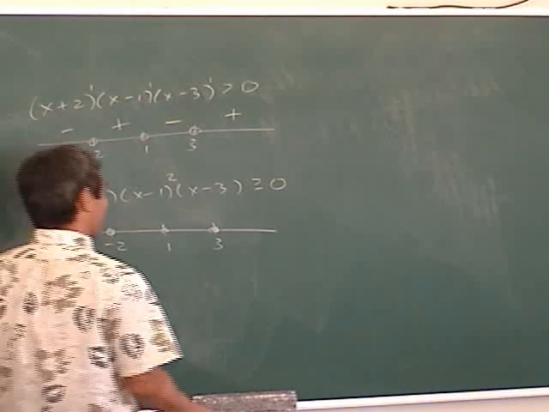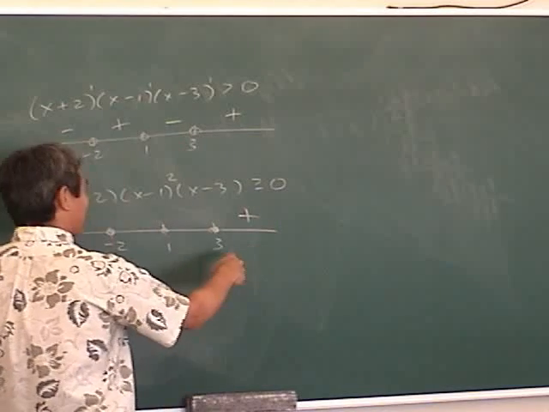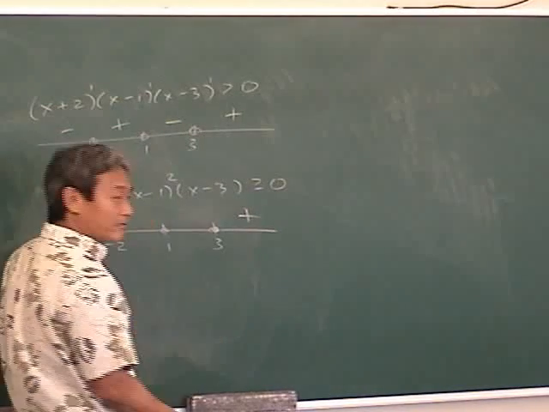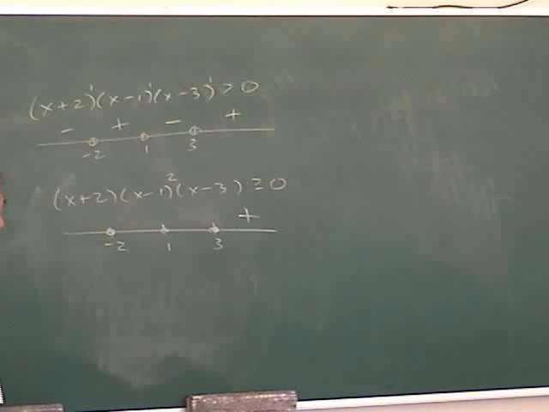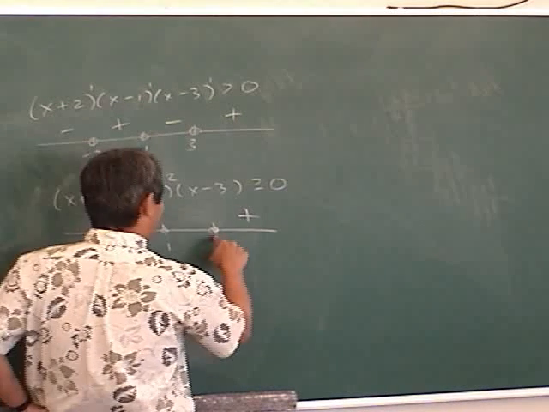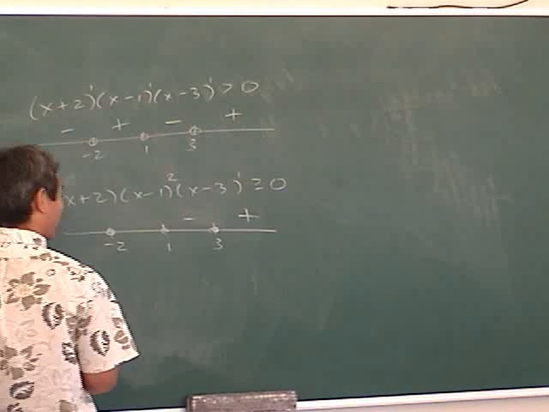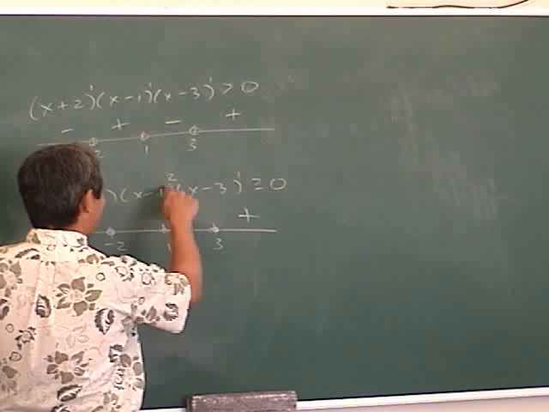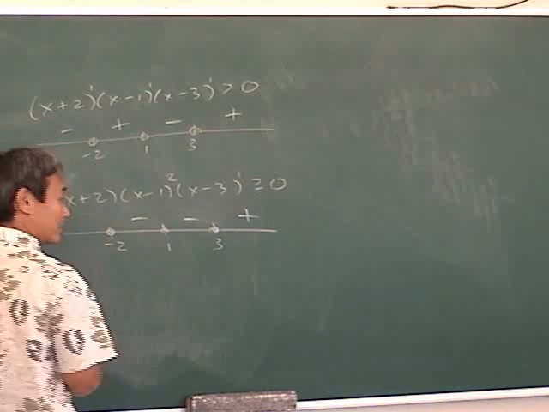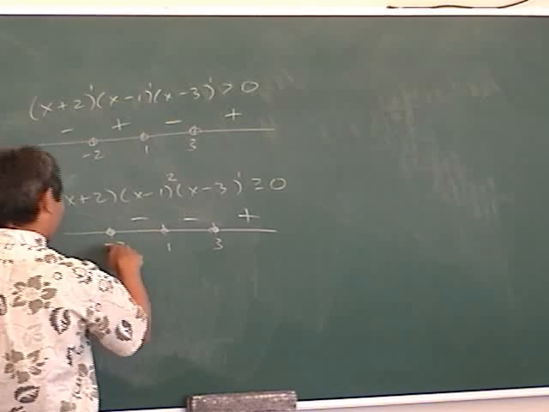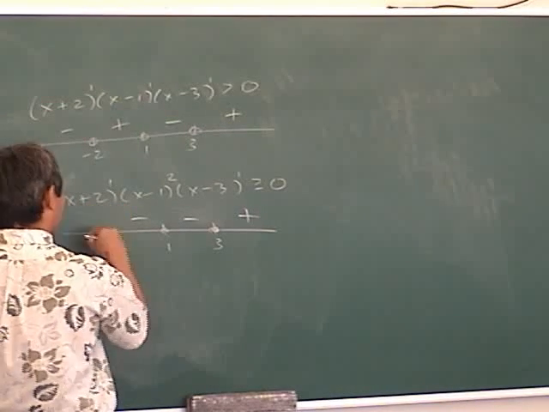Okay, now, this is what I do. I like to pick this one because whenever you pick a number bigger than 3, like 4, positive times positive times positive is positive. Okay, 3 came from this factor. It has an odd power, therefore it's going to change, right? 1 came from this factor, it has an even power, so whatever you have here, it's got to have the same thing because the graph is going to bounce off, that's why, right? -2 came from this factor, odd power, so it's going to change.